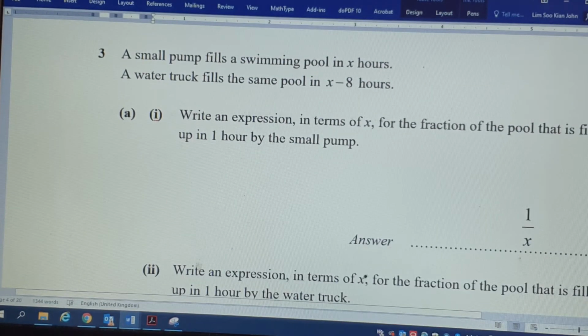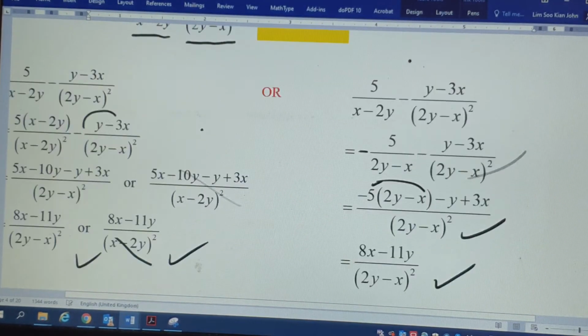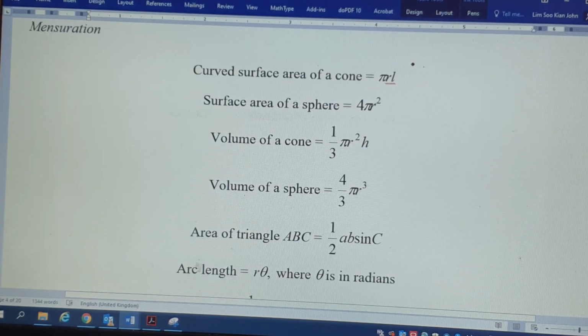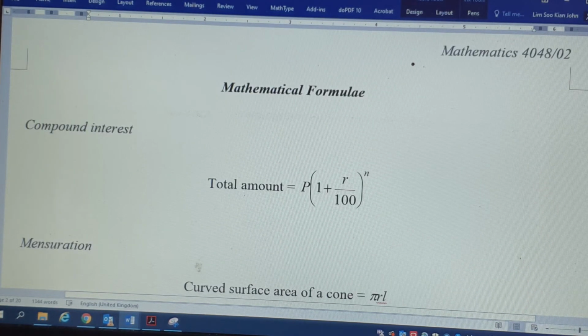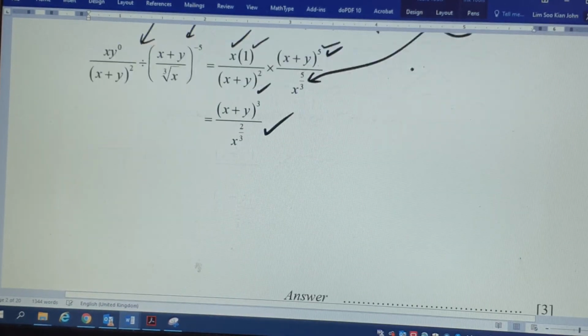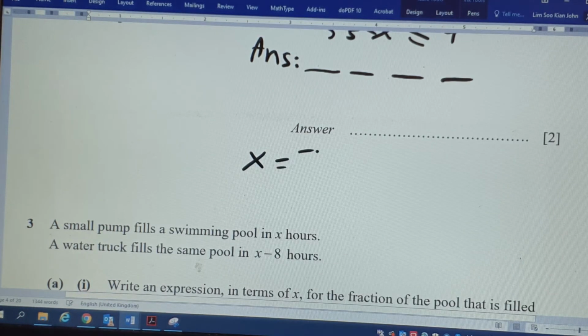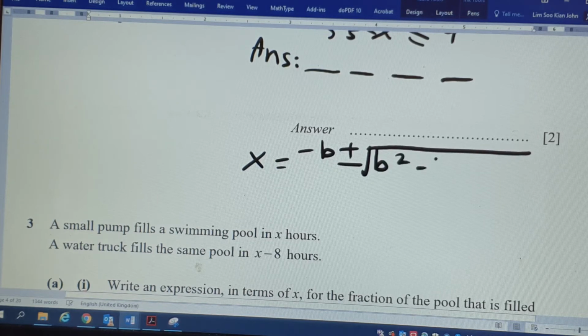Now, confirm there will be a question. In lower sec, every exam without fail, there is a question that requires you to use the quadratic formula. You will notice that in your A maths formula sheet there is this quadratic formula, but in E maths they don't have it. They expect you to know it by heart. So those of you who don't know the quadratic formula by heart, let me just write it down here. It is x equals minus b plus or minus square root of b squared minus 4ac, all over 2a.